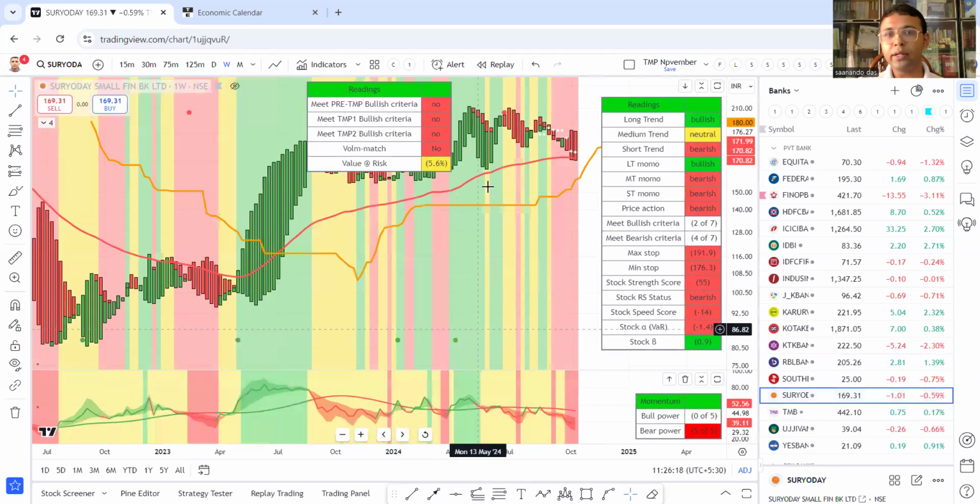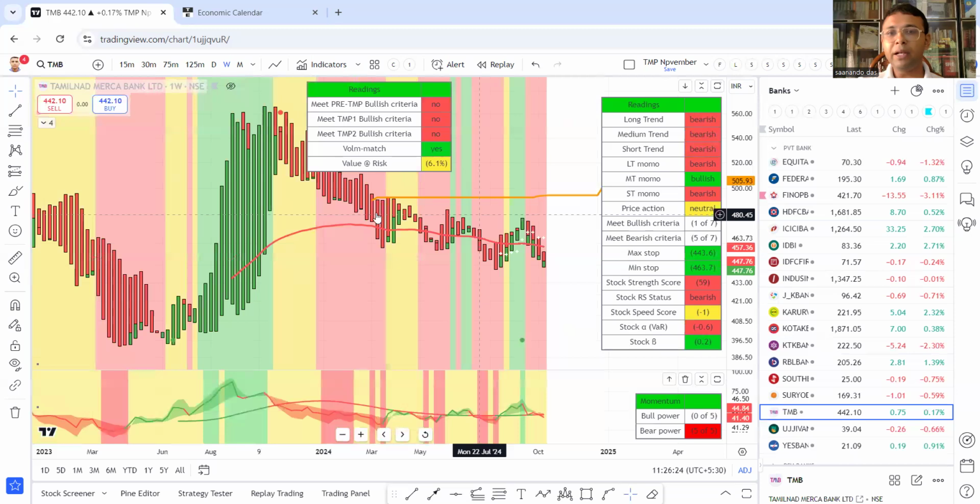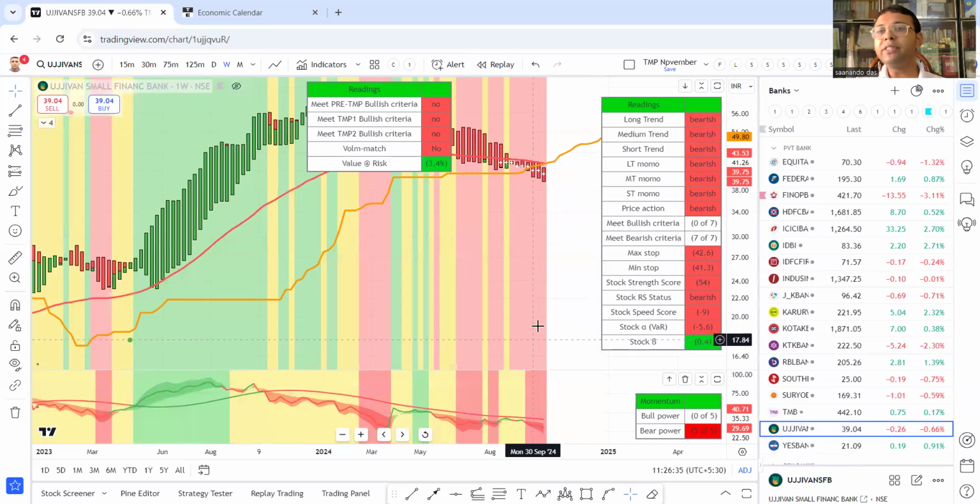This is Suryodaya Small Finance Bank. This is also going down. So we will not like these stocks. Tamil Nadu Mercantile Bank, I discussed for a long time why we should not remain and buy these bounces, and you can see it has steadily fallen. So we don't want it, the rejection principle is important.